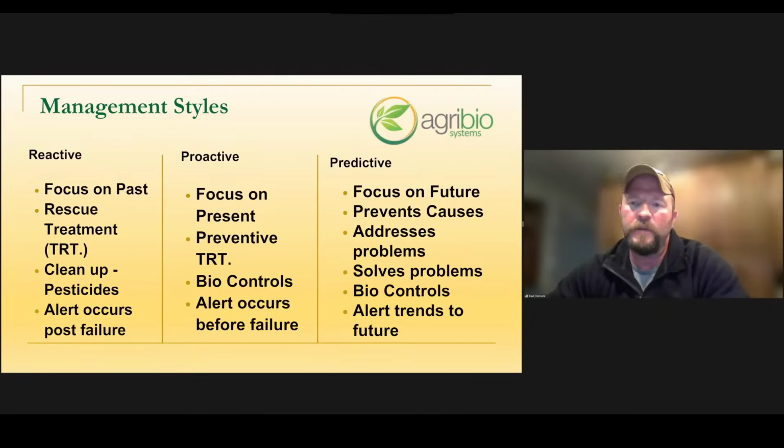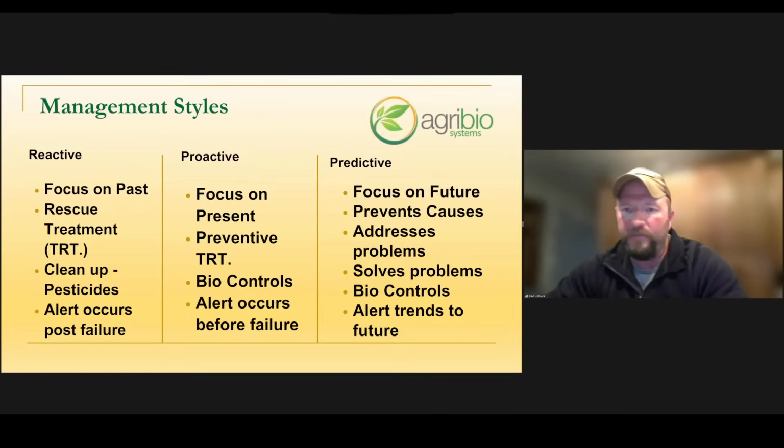In reactive systems, when we see that disease, we see that insect, we immediately react: okay, we've got to get a pesticide, we've got to get out there and kill it, take care of it, so they don't do more damage to our crops. On the proactive side, we focus on the present. We focus more on preventative treatments, biological controls, and we utilize different things where alerts occur before the failure.